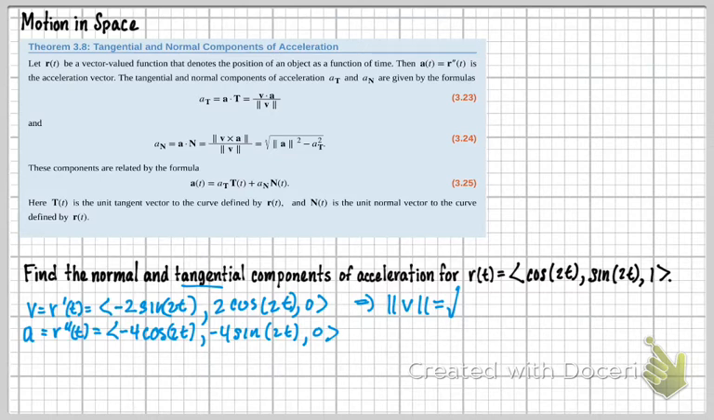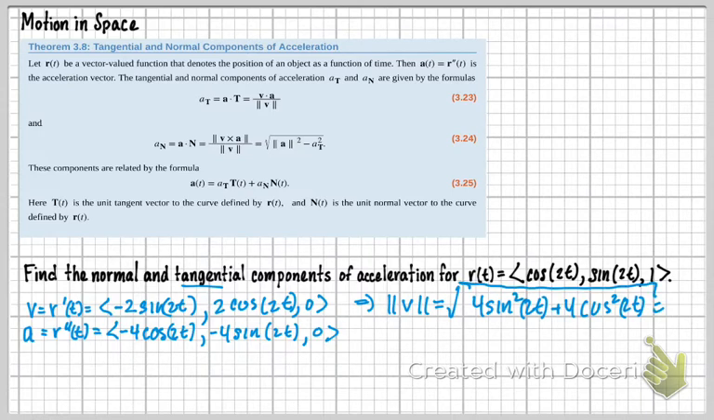So this is going to be 4 sine squared 2t plus 4 cosine squared 2t. And then the 0 squared is just going to be 0. So that's really what I end up with.